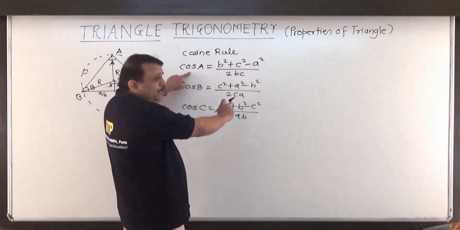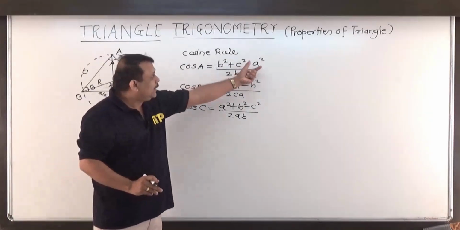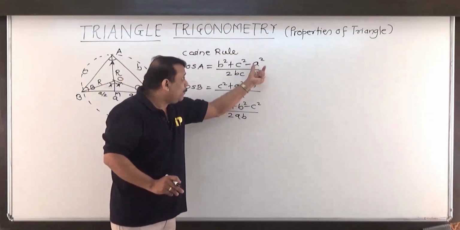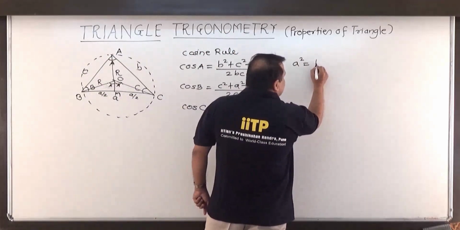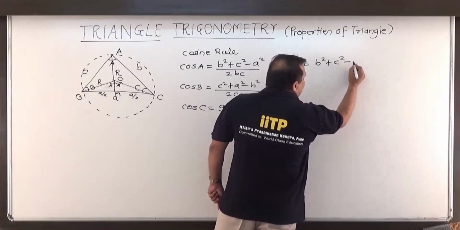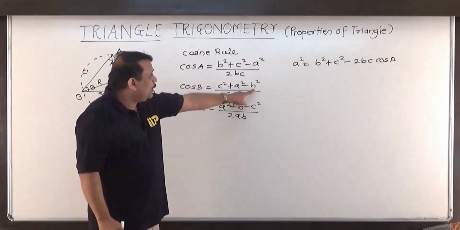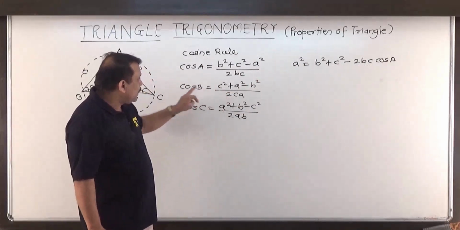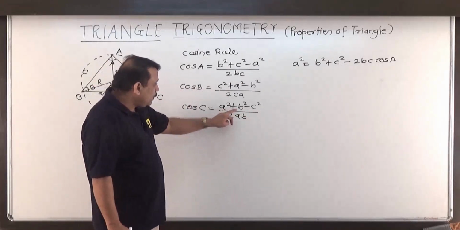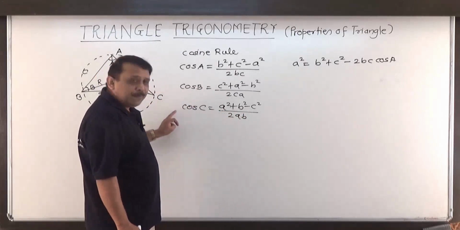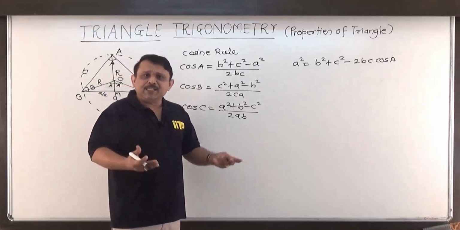Now one can write this rule by cross multiplication: 2bc is brought to this side, and then 2bc cos A is brought to the other side by bringing minus a² to this side. I always write a² = b² + c² − 2bc cos A. Similarly, b² = a² + c² − 2ca cos B, and c² = a² + b² − 2ab cos C. So let us try to prove one of the results. The others will come similarly.